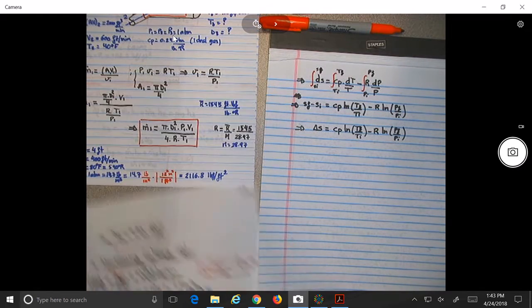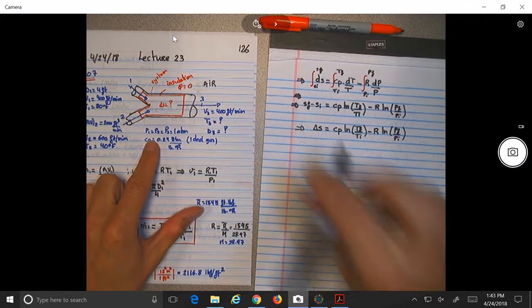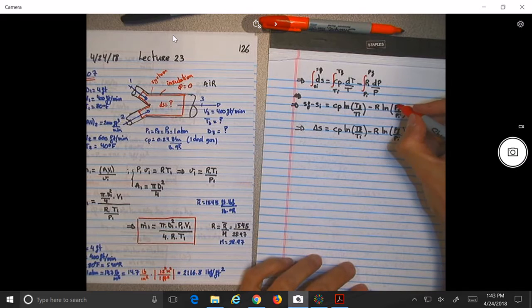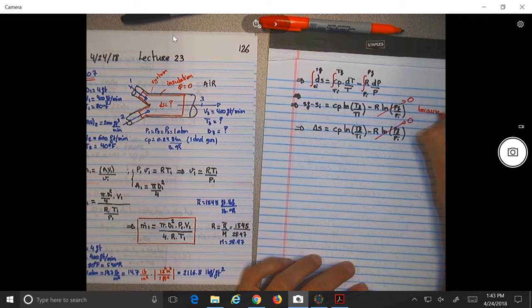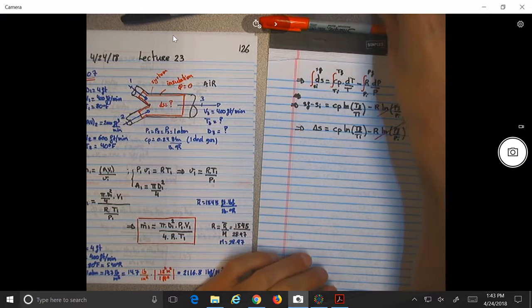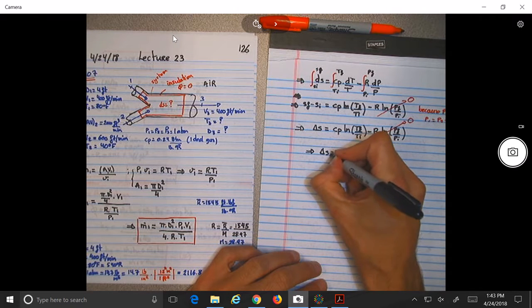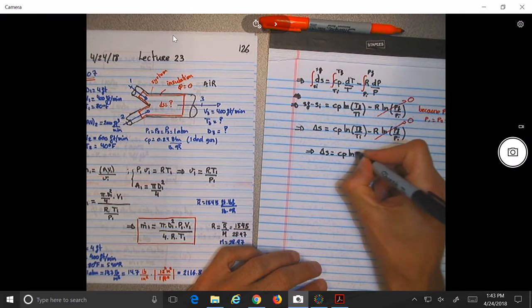Okay, what do you think, guys, I'm thinking of? The pressures are constant, no? So what does that mean then? Add that second term. This one becomes 0 because P initial equals P final, because P1 equals P2 equals P3, no? Log of 1 is 0. So really at the end we have that the change in entropy is equal to Cp log T final over T initial.